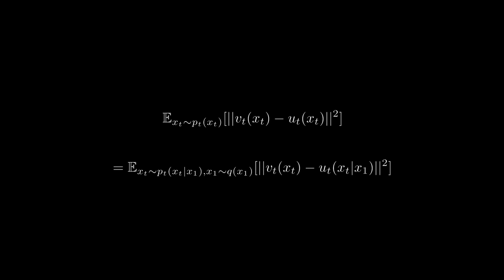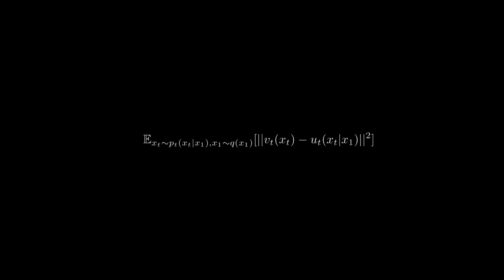We don't have access to this vector field ut of xt, but managed to rewrite the objective to use a much simpler version of our vector field, which only depends on a single data point, but in expectation still gives the correct directions. Awesome! By the way, in the paper, this objective here is referred to as the flow matching objective, and this here is called the conditional flow matching objective.